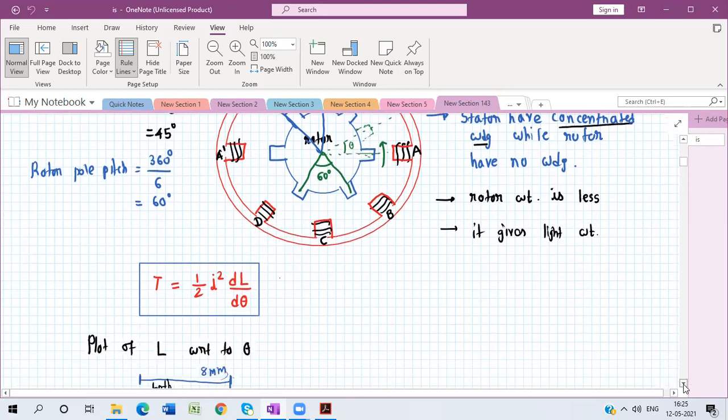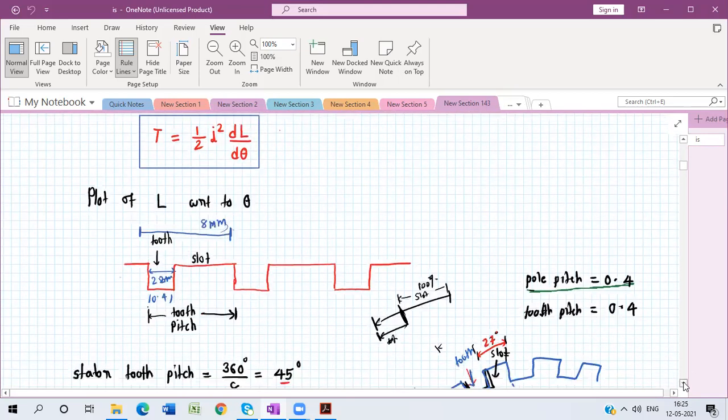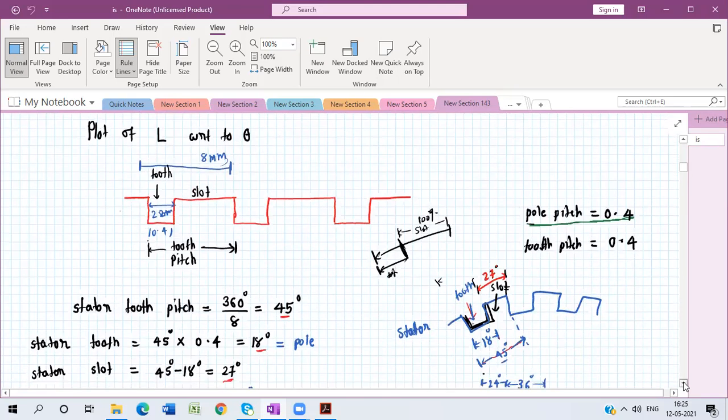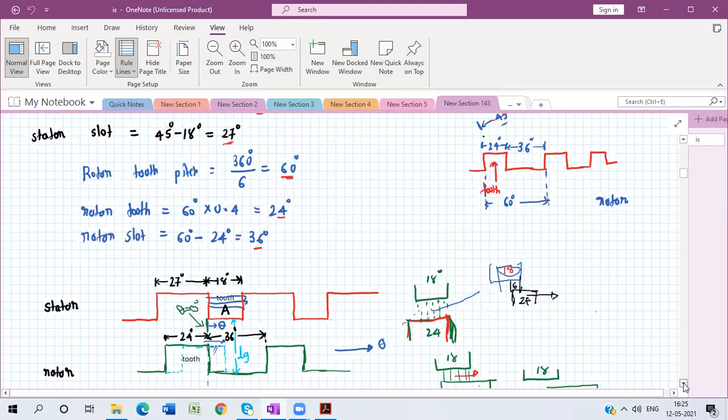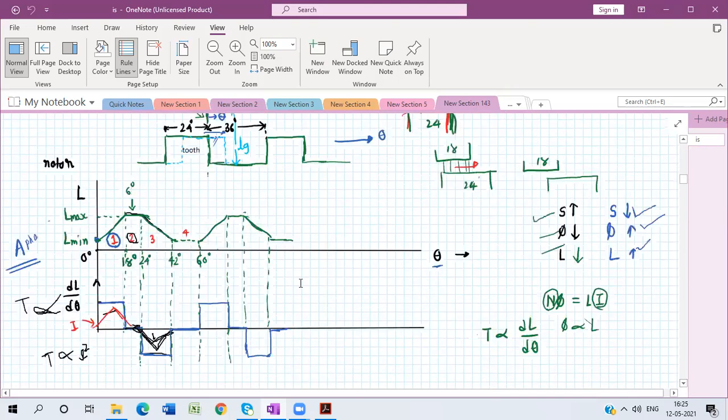Then we discussed the stator pole arc, stator pole pitch and rotor pole pitch, so you have to know how to calculate them. Then we discussed the waveform of the inductance, the waveform of dL by d theta, the waveform of the current and the waveform of the torque. You see the torque is proportional to dL by d theta. So you have to know the shape of the inductance. That type of question may be asked. Here you can see the shape of the inductance.